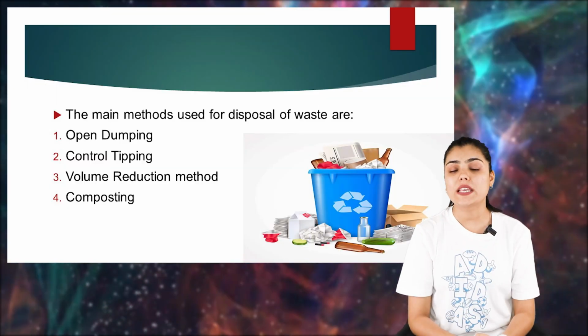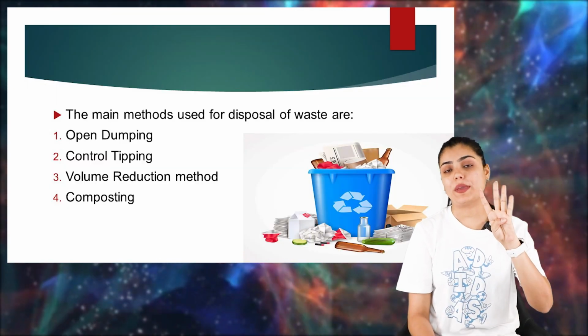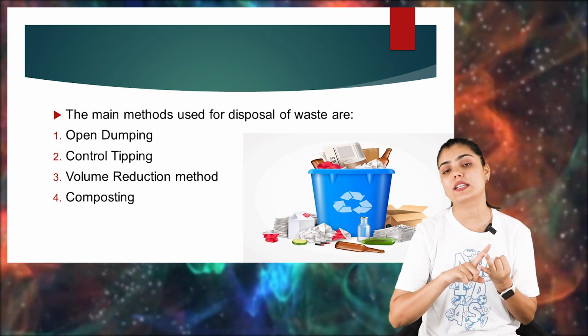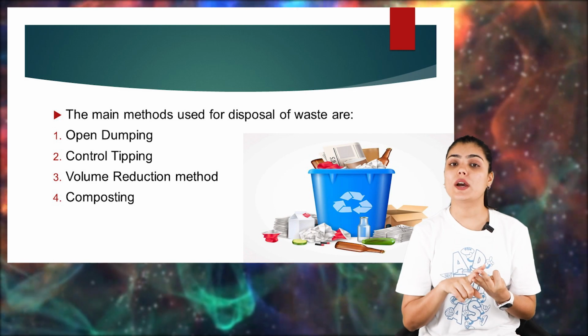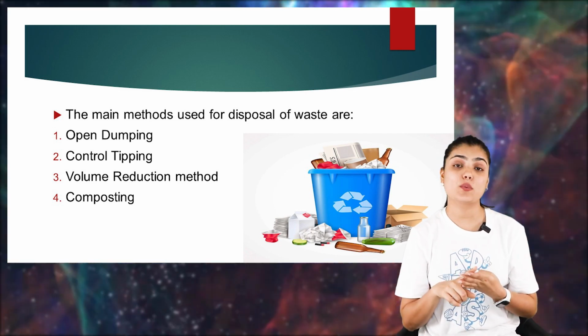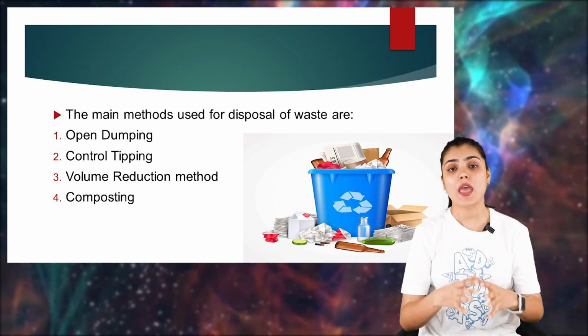Under methods of waste disposal, we have four main methods. The first one is called open dumping method. The second one is called controlled tipping method. The third one is called volume reduction method. And the fourth and last one is called composting. The methods of waste disposal are different and there are majorly four methods that are used. We are going to see in detail what those methods of waste disposal are.